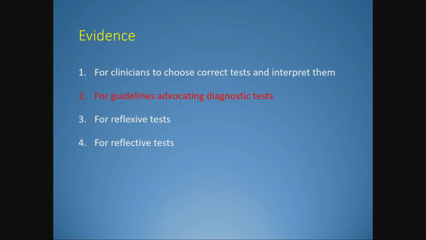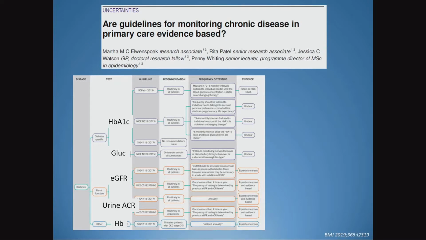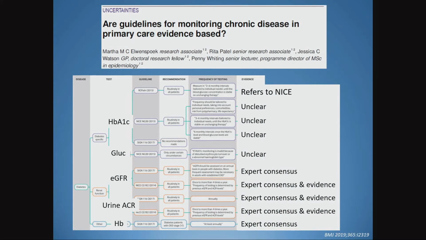So how about guidelines advocating tests? I don't expect you to be able to read this slide. This was in the BMJ about a month ago, and it looked at all the guidelines for diabetes and what their recommendations are. And you can see they've looked at HbA1c, glucose, eGFR, urine albumin creatinine ratio, and hemoglobin. And that's the evidence for it. And you can see there isn't any evidence for any of those tests in diabetes. Right? It's all run on consensus.